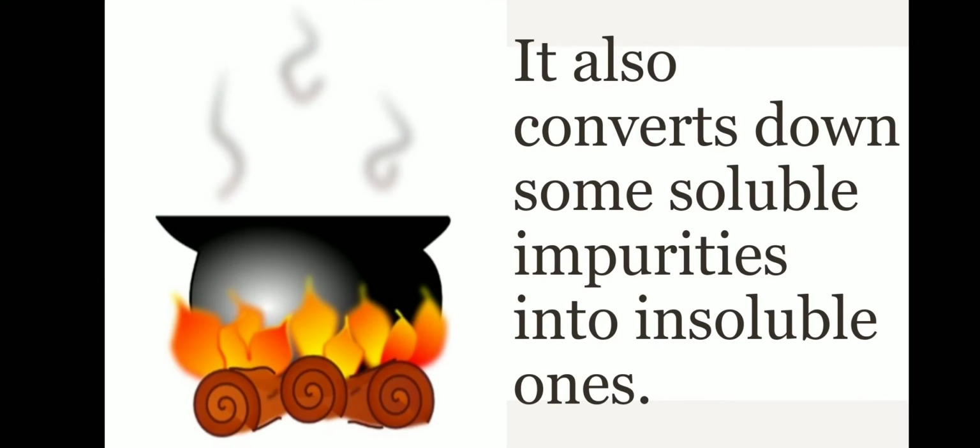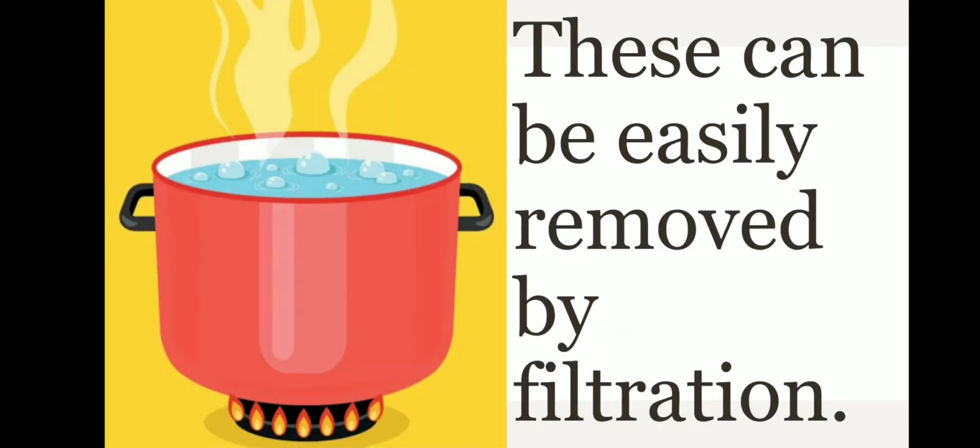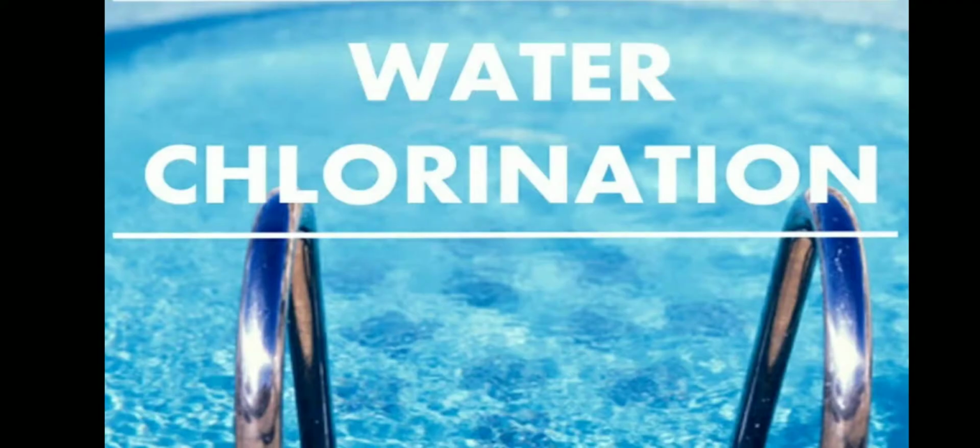It also converts some soluble impurities into insoluble ones. These impurities settle at the bottom and sides of the container. These can be easily removed by filtration. Now let us see chlorination.